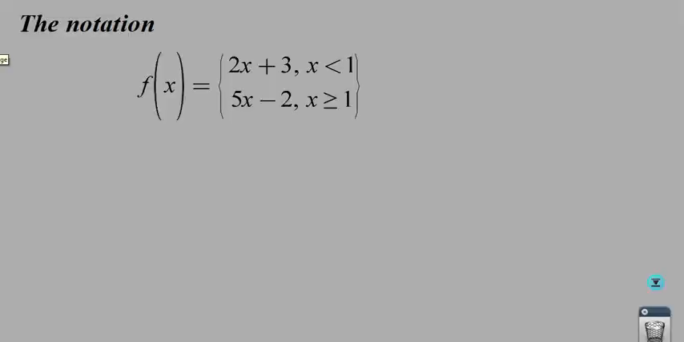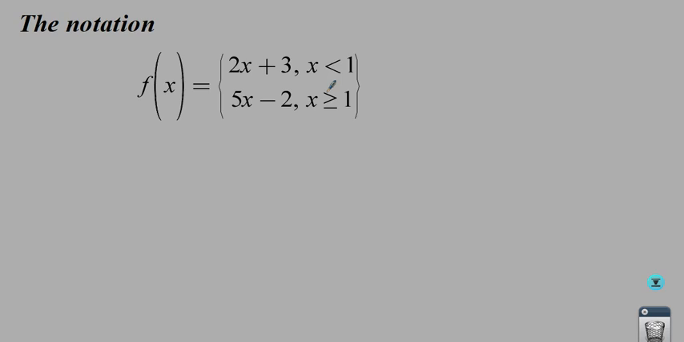How do we express this kind of function? The notation that we use is to say that f of x is equal to, and we open a curly bracket, and we say that for the first part, f of x is equal to 2x plus 3, where x is less than 1. And for the second part of the domain, it equals 5x minus 2, where x is greater than or equal to 1. So this tells me that there are two rules. One for the first part of the domain, and the other for the second part of the domain.